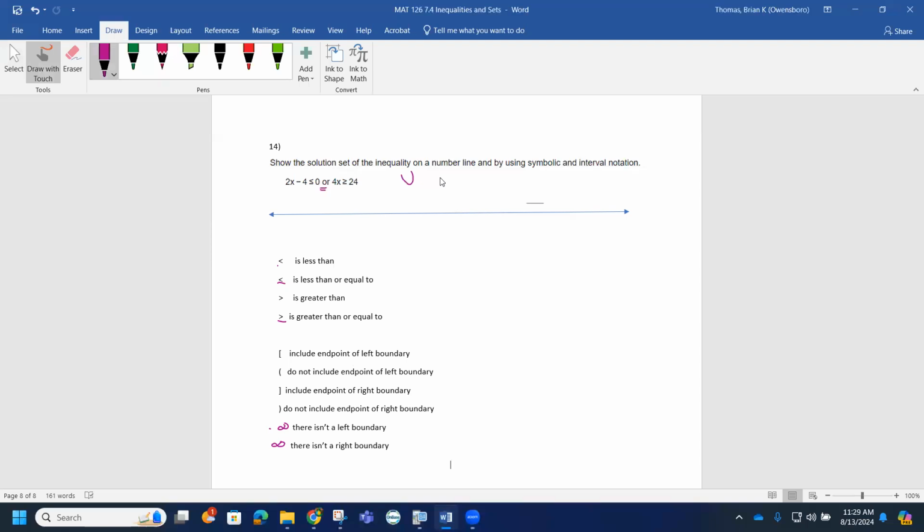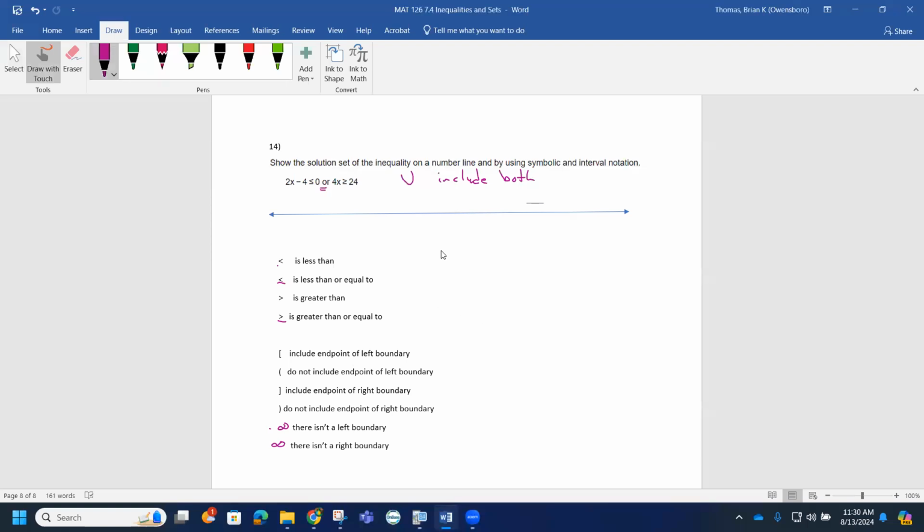Union means to include both. Because remember, the word or kind of means that as long as you make one of those conditions true, the whole thing is true. So keep that in mind. The word or is a little bit different than the word and. When you use the word and, you have to have both statements true. But with the word or, only one of the two statements has to be true at a time.